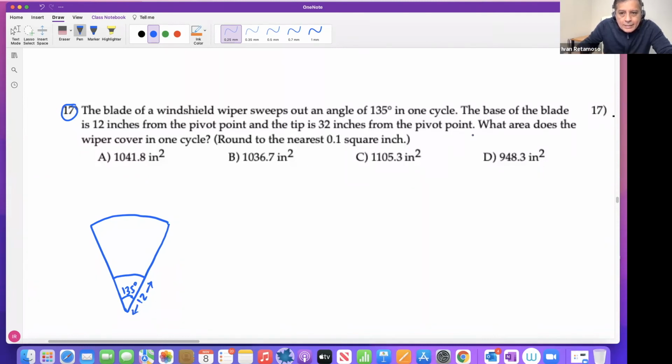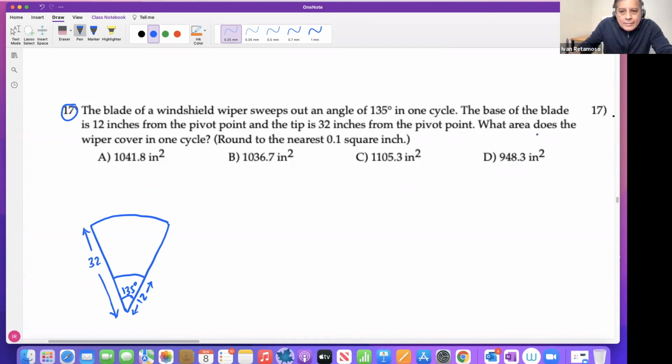But besides that, they say that the tip, this is the tip, right? Is 32 inches from the pivot. So the tip here, 32 inches from the pivot, right? There we go.